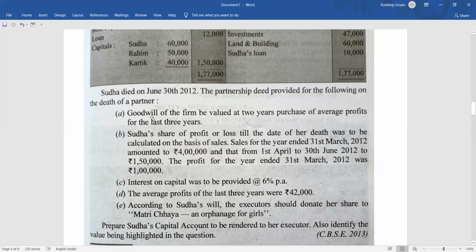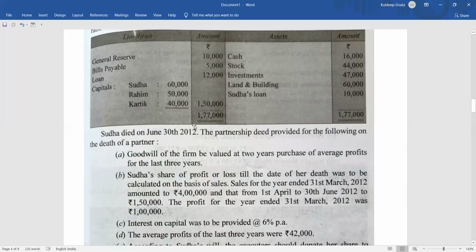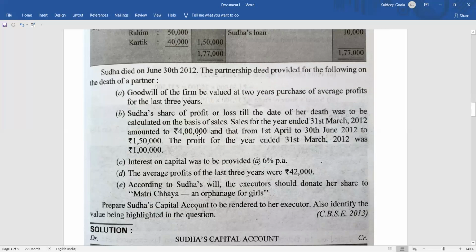So along with that, let's see the goodwill also. Goodwill of the firm was valued at 2 years purchase of average profit of last 3 years. So we have to find out what is the profit. It is mentioned that the profit for the last year was 1 lakh, and here in point number D you can see that the average profit for the last 3 years is 42,000 already given. So no need to consider this 1 lakh now here. It is already given 42,000.